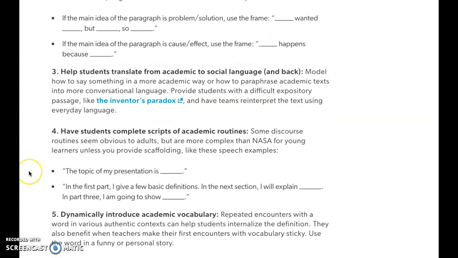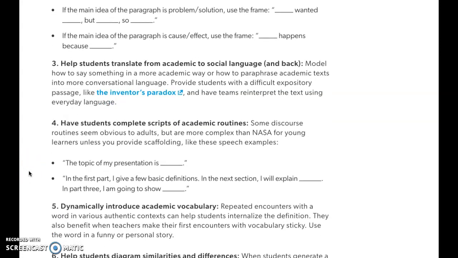The next one was have students complete scripts of academic routines. This was explained as: some discourse routines seem obvious for adults, but some are more complex than assumed for young learners unless you provide some examples like these. So giving them a blank, like "The topic of my presentation is blank." The students will be able to professionally say what they want to say in a simple sentence such as this, and by giving them these same types of scripts to fill in as they're working on their work or doing something like a presentation, it allows them to feel confident in what they're talking about.